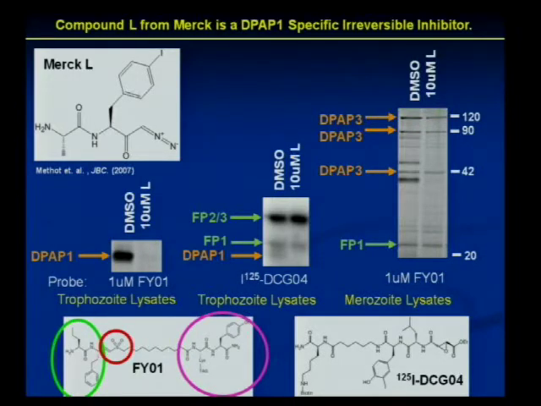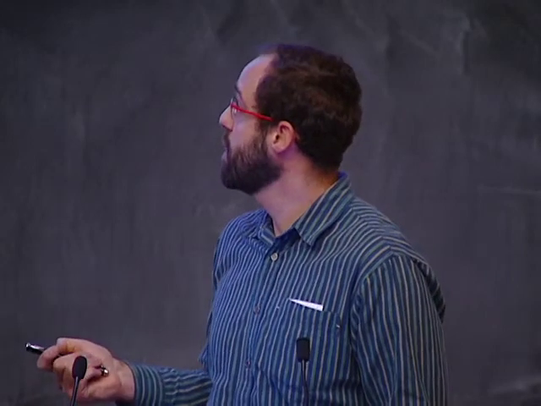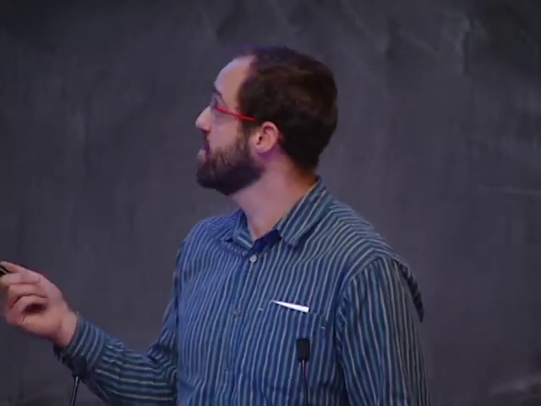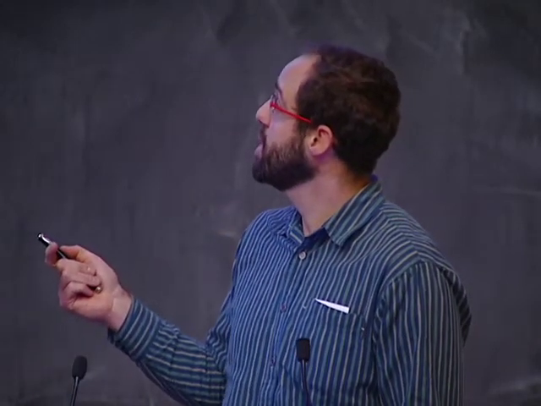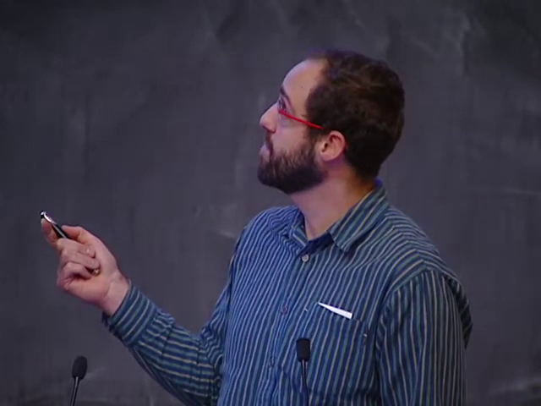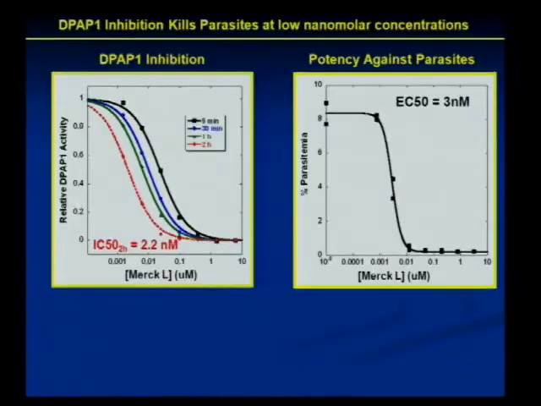So that compound seems to be fairly specific for DPAP1. Moreover, if you do a dose response, so here is treating parasite lysate for different amounts of time, between 5 minutes and 2 hours, with different concentrations of inhibitors, you can see the IC50 decreases, which is what you expect for a covalent inhibitor. And the IC50 after 2 hours is about 2 nanomolar, and that matches the concentration you need of that compound to actually kill Plasmodium falciparum in culture.